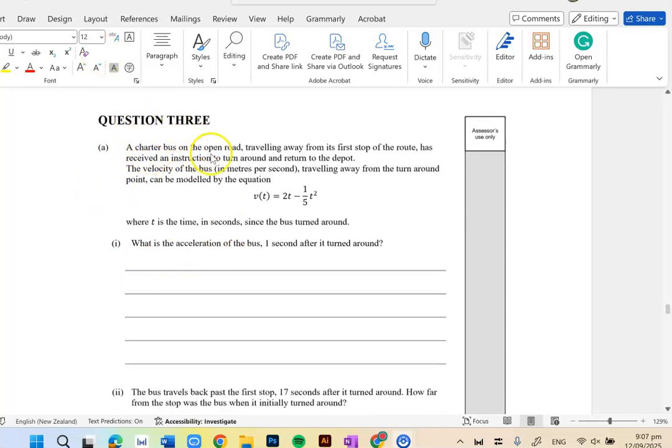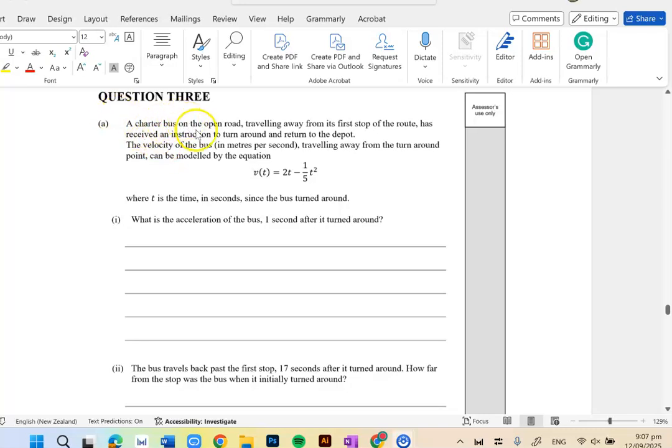Let's get started. A charter bus on the open road travelling away from its first stop of the route has received an instruction to turn around and return to the depot. The bus can be modelled by this. Part 1. What is the acceleration of the bus 1 second after it turned around?